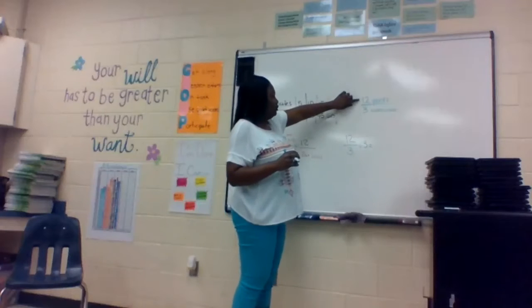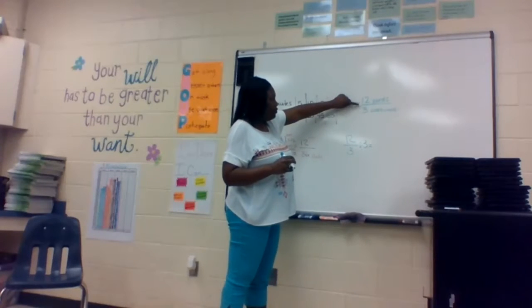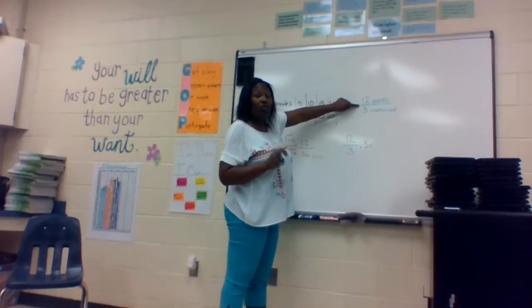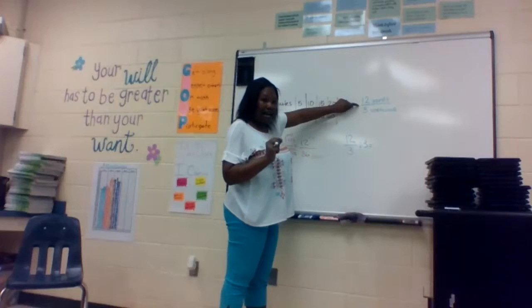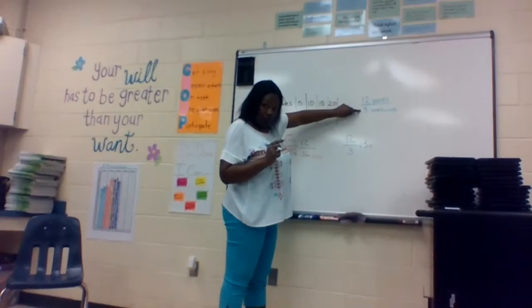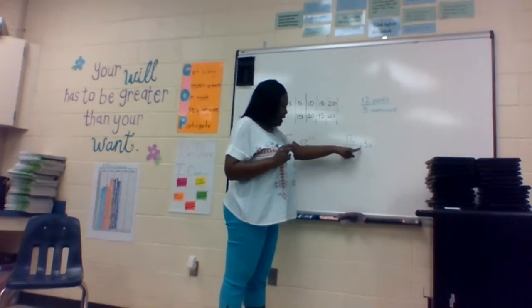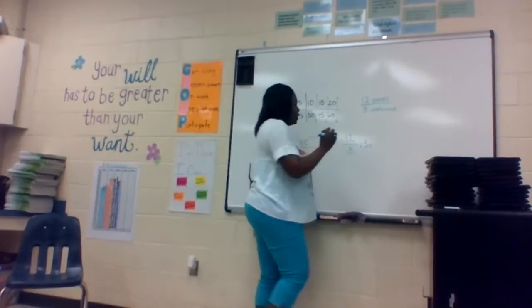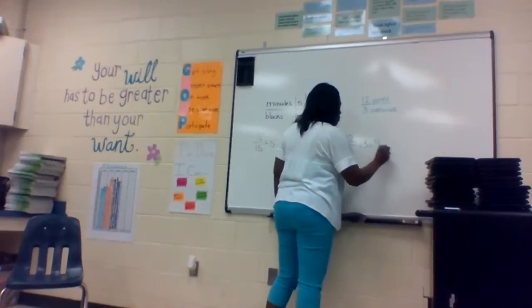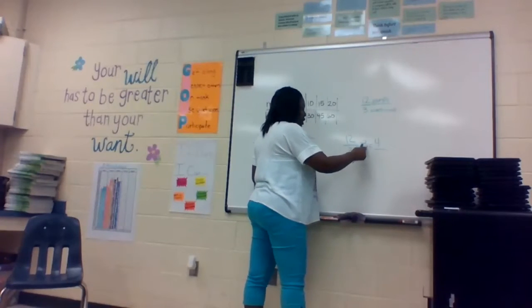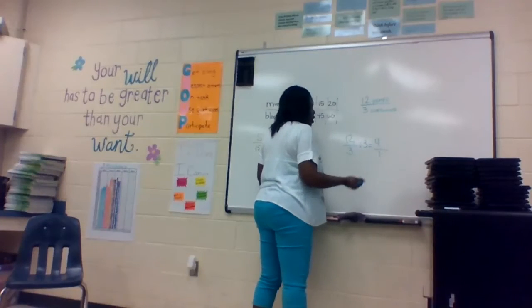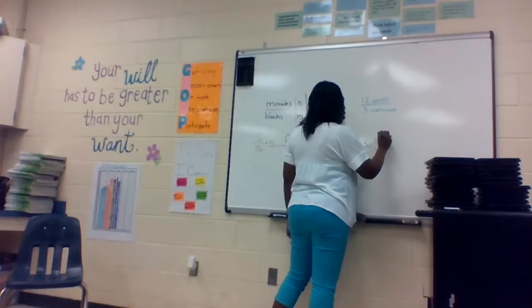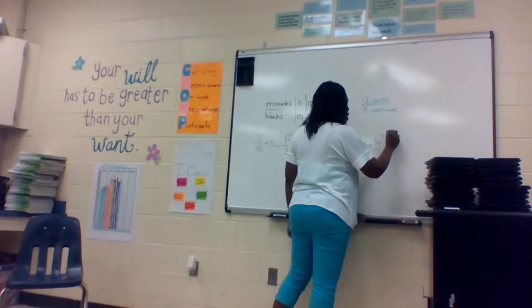What does this say? Read this. 12. What does that mean? What does it divide by? 3. So what am I dividing by? 3. 12 divided by 3 is what? 4. 3 divided by 3 is what? 1. So 4 yards will give us 1 costume.